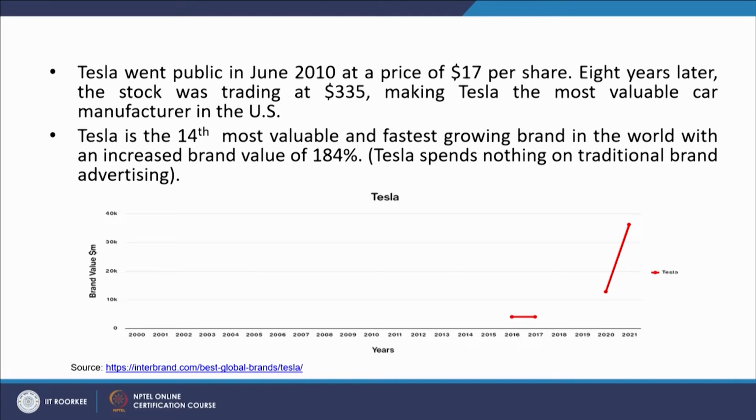How has it happened? The story always starts from the product or the service, goes towards the organizational valuation wherein almost all the stakeholders get involved, and that is where the brand equity comes in. We will be talking about this later on as well.